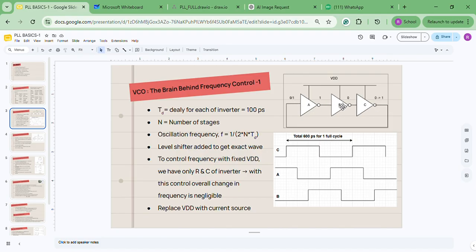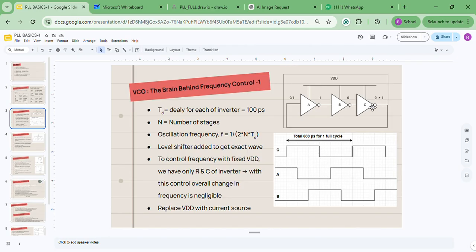Each of these three stages has a delay TD. For this case, if you go into the Barkhausen criteria, then you can recognize why we need a minimum of three stages to have oscillations. If we suppose n is the number of stages, where n is 3 for this case, the frequency of oscillation will be f equal to 1 by 2n into TD. How it comes, we'll go through this whole cycle.